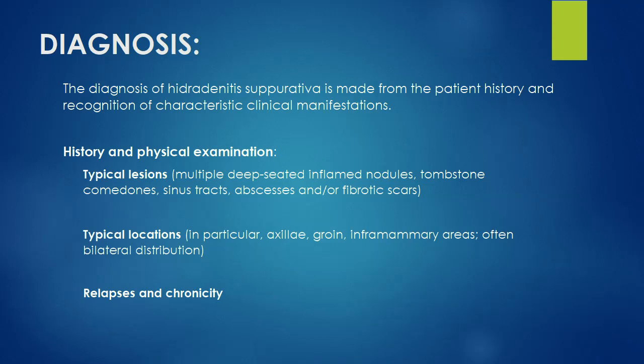Diagnosis. The diagnosis of hidradenitis suppurativa is made from the patient history and recognition of characteristic clinical manifestations. History and physical examination. The 3 main clinical features that support a diagnosis of HS are as follows. Typical lesions: multiple deep-seated inflamed nodules, tombstone comedones, sinus tracts, abscesses, and fibrotic scars. Typical locations, in particular axilla, groin, inframammary areas, often bilateral distribution, and relapses and chronicity.